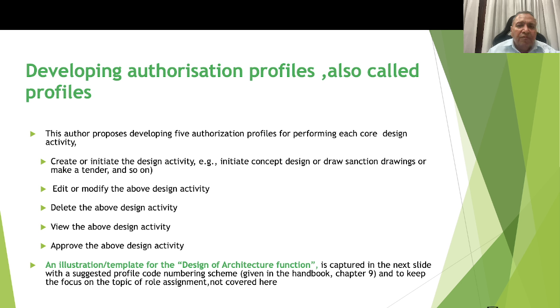The author proposes developing 5 authorization profiles for performing each of the core design activities. Creating or initiating the design activity, for example, for initiating the concept design or drawing sanction drawings or making a tender, etc. Editing or modifying the above design activities, deleting the above design activities, viewing the above design activities, approving the above design activities. So, an illustrative example template for the design of architecture function is captured in the next slide with a suggested profile code numbering scheme, which is given in my handbook in chapter 9, and to keep the focus on this topic of role assignment, which is not being covered here.